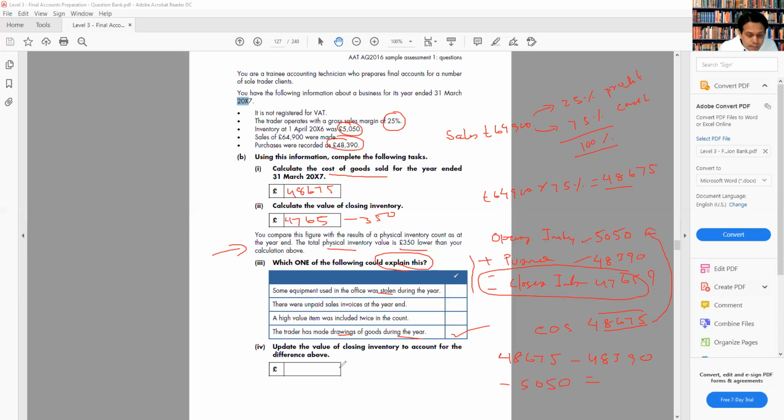And it says update the value of the closing inventory to account for the difference above. So how much will be the value? We can say 4765 minus 350. That will give us the new value, 4415. That's it.